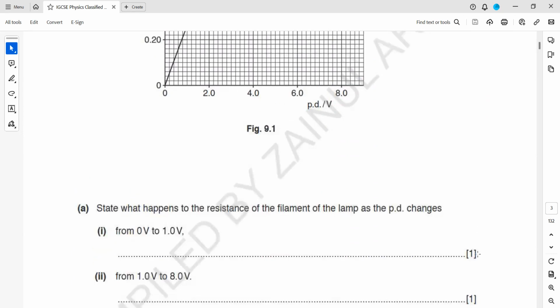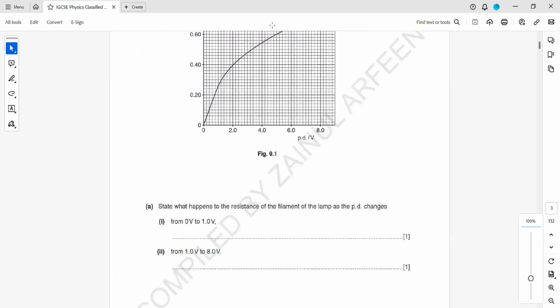State what happened to the resistance of a filament lamp as the potential changes from 0 to 1. From 0 to 1, it looks like a straight line. So what happened to the resistance? If the slope is not changing, the resistance is constant. So you can mention it has a constant resistance from 1 to 8. The slope is decreasing. If a slope is decreasing, what happened to resistance? It increases because the slope represents the reciprocal. So in this case, the resistance is increasing.